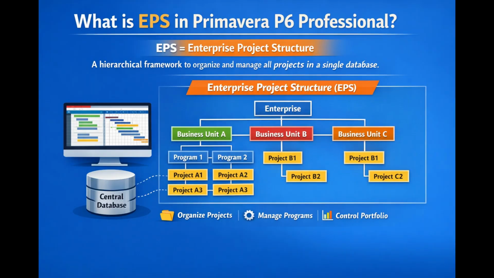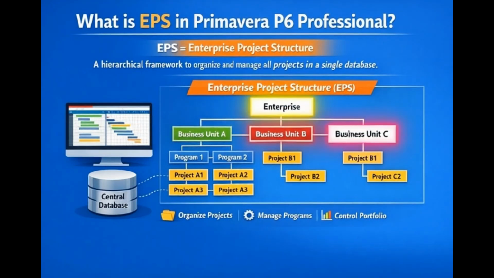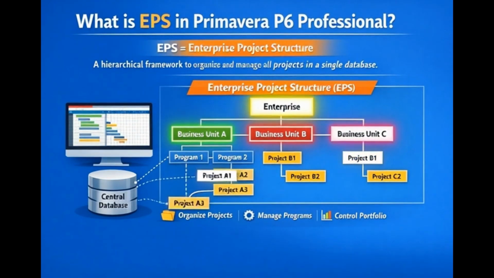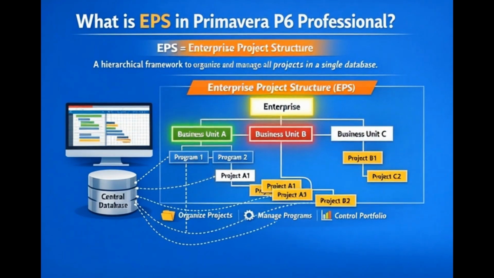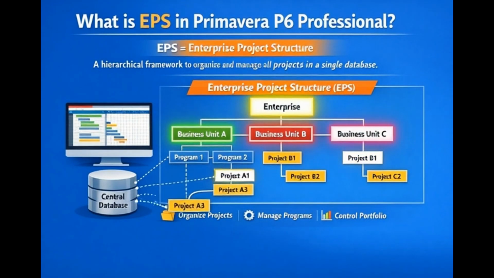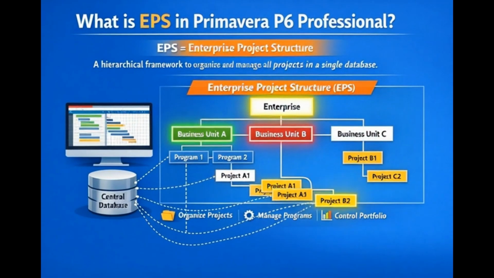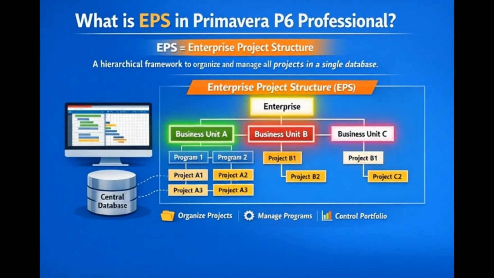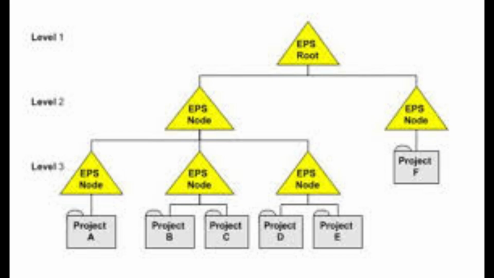Let's get started. In Primavera P6 Professional, EPS stands for Enterprise Project Structure. It is a hierarchical framework used to organize and manage all projects in a single database. It allows you to organize projects by department, location, or project type. Let's jump into the P6 software and build one EPS from scratch.